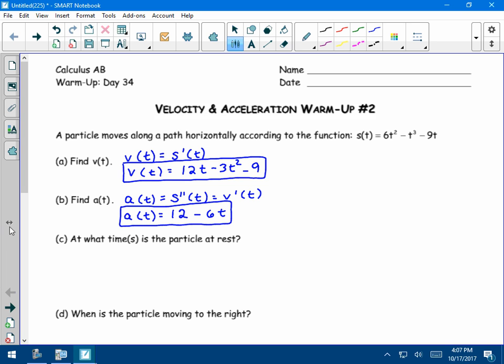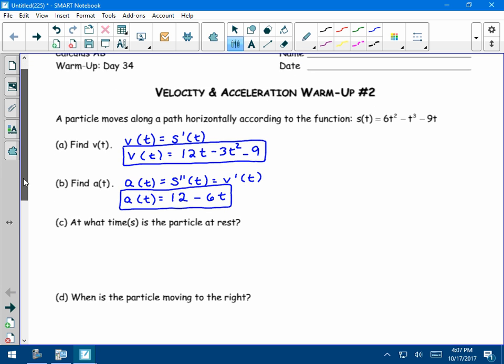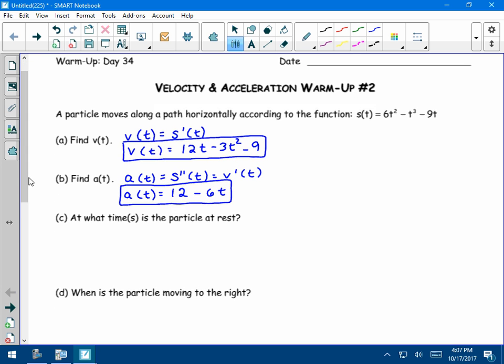Okay. Part C. At what time or times is the particle at rest? What does at rest mean? That means velocity is equal to 0. So take your velocity function, 12t minus 3t squared minus 9, set it equal to 0. We're definitely going to want to reorganize that. So let's make this negative 3t squared plus 12t minus 9 equals 0.